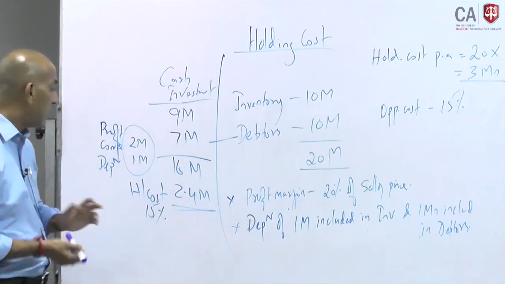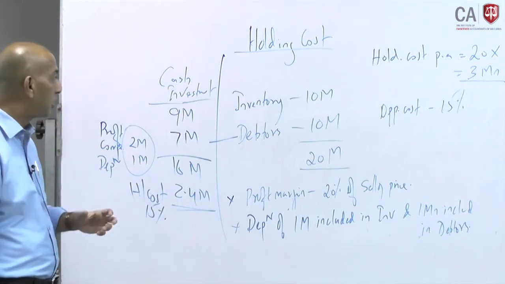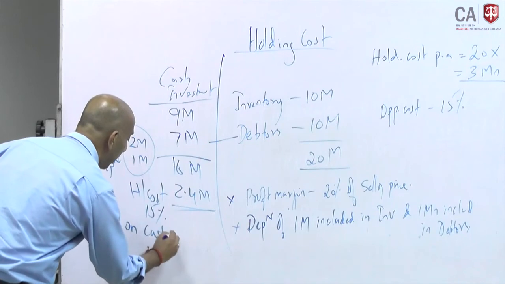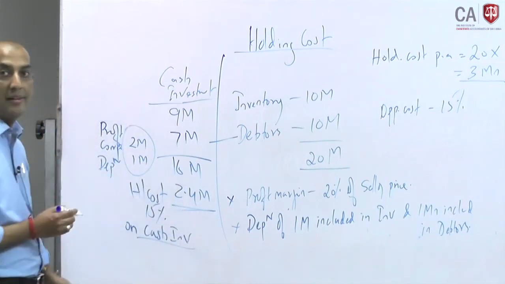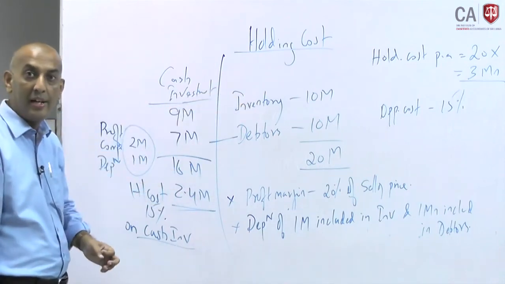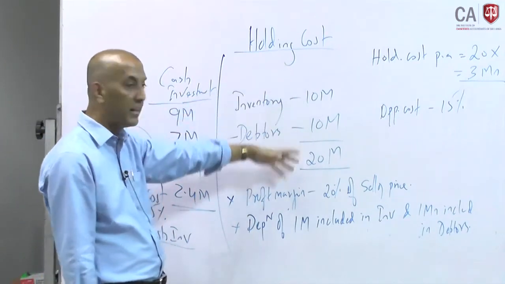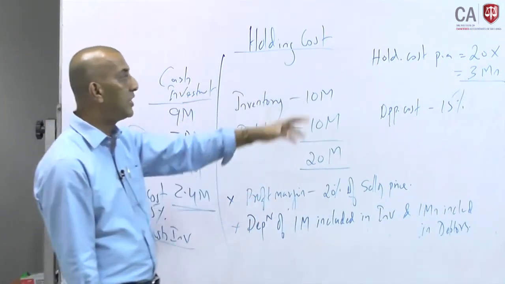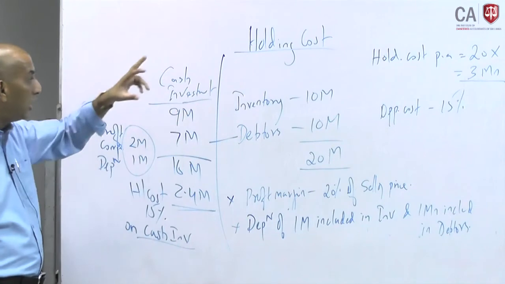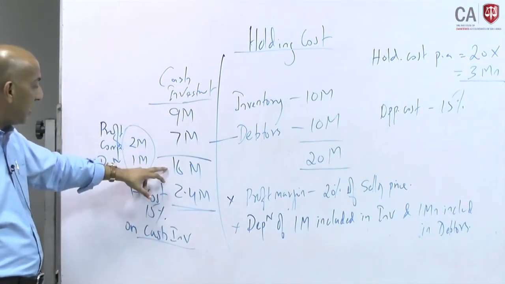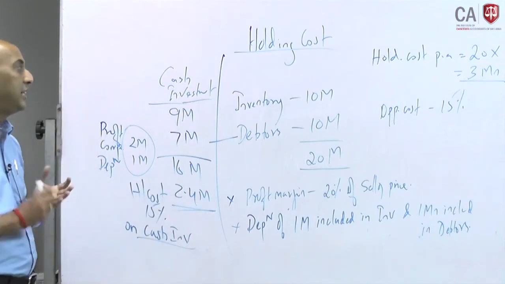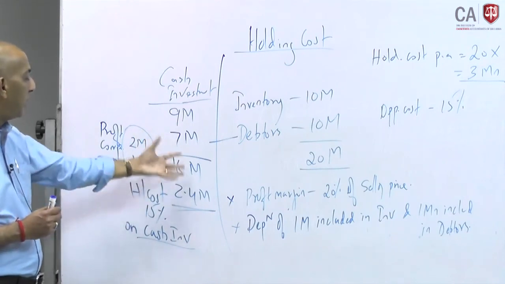So please note, the real holding cost on the cash investment is 2.4 million, not the 3 million we computed earlier. What we computed earlier is simply when you take 20 million of inventory and debtors at an opportunity cost of 15%, which gives 3 million. But truly speaking, your cash investment is 16 million, not 20 million. So 16 million invested at 15%, 2.4 million is the real opportunity cost. This is how you calculate the cash investment holding cost.